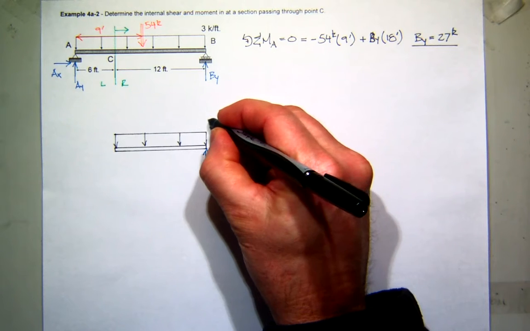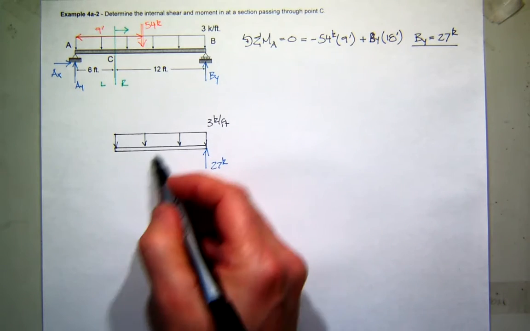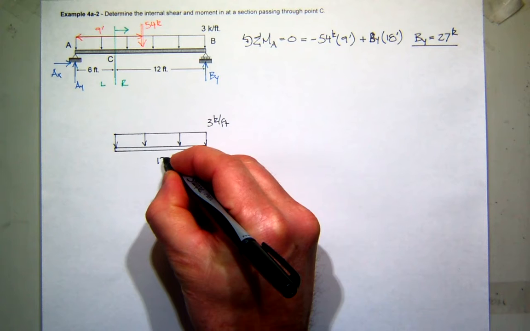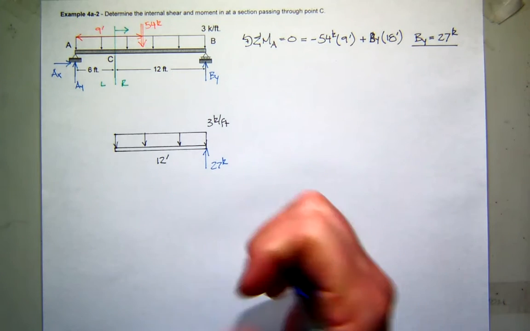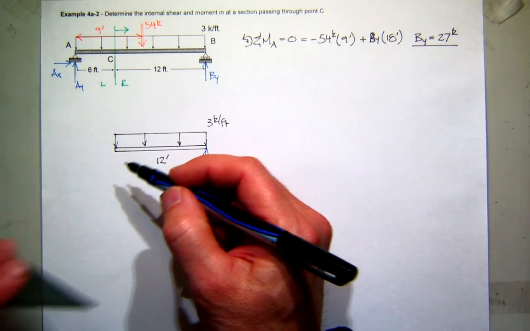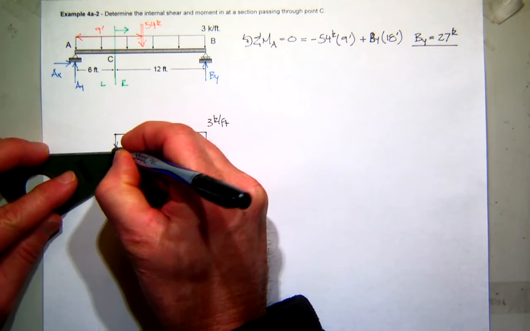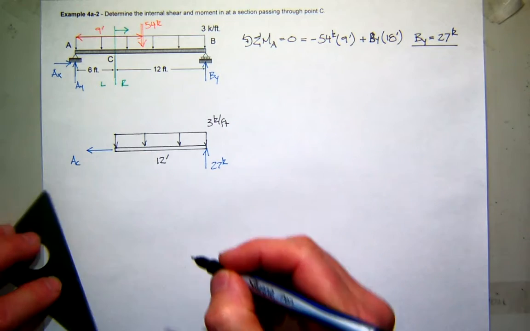It has an intensity of 3 kips per foot. I know the length of this segment, 12 feet. So that's all I have on the right-hand side. Now I've made this cut here, so I have to look at my internal forces. So I'll draw a positive axial force at C.